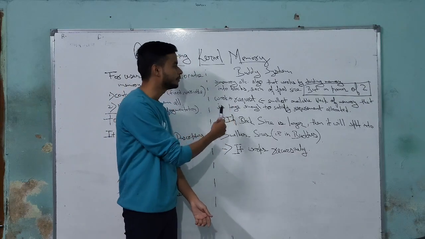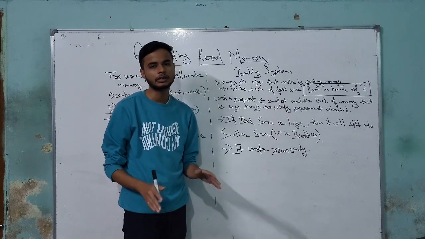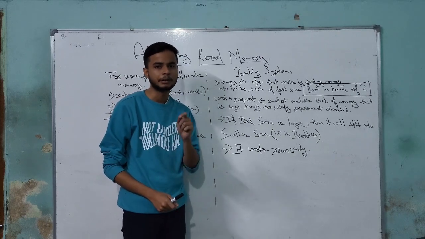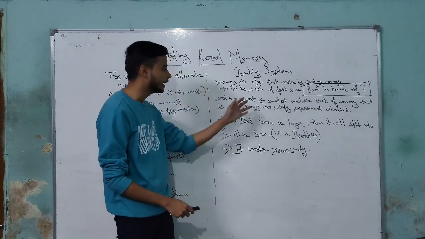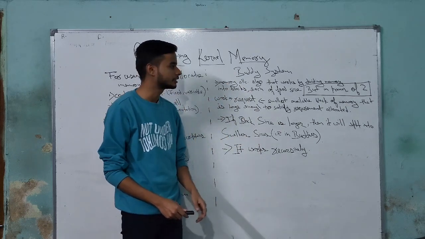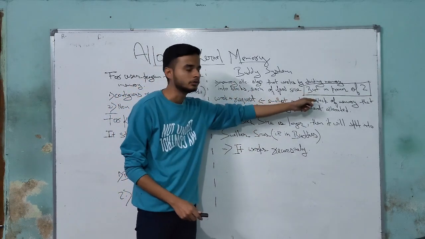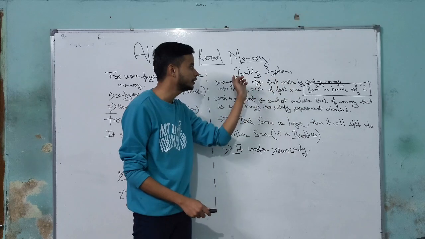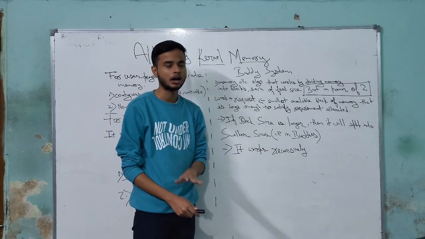The buddy system is a memory allocation algorithm that works by dividing memory into blocks. Like every algorithm divides memory into blocks, the buddy system also divides memory into blocks. But there is one special case here: the blocks of memory are always in the power of 2. This is the most important point of the buddy system, that the memory blocks are of fixed size but are in the power of 2.